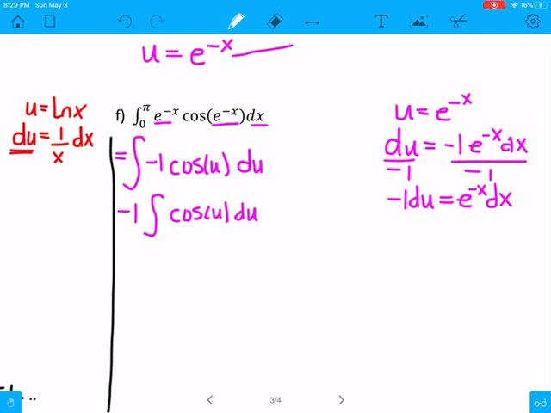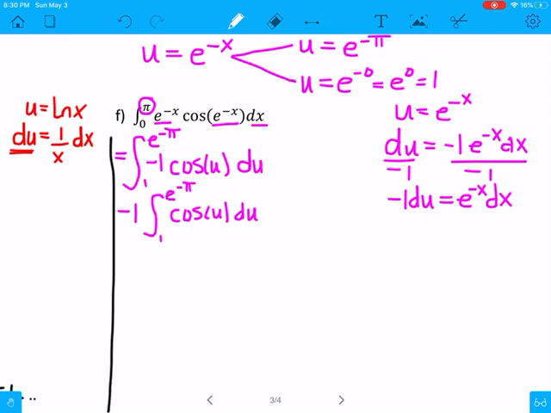But I need to figure out what to put on my integral. So I'm going to plug my two x values into my new u. I'm going to plug in pi for my top one. So I'm going to get u equals e to the negative pi. So that's the top, which is kind of crazy. And then I'm going to plug in 0. So I get u equals e to the negative 0, which is e to the 0, and e to the power of 0 is 1. So I'm going to have a 1 on the bottom. e to the negative pi is my top, and 1 is my bottom.